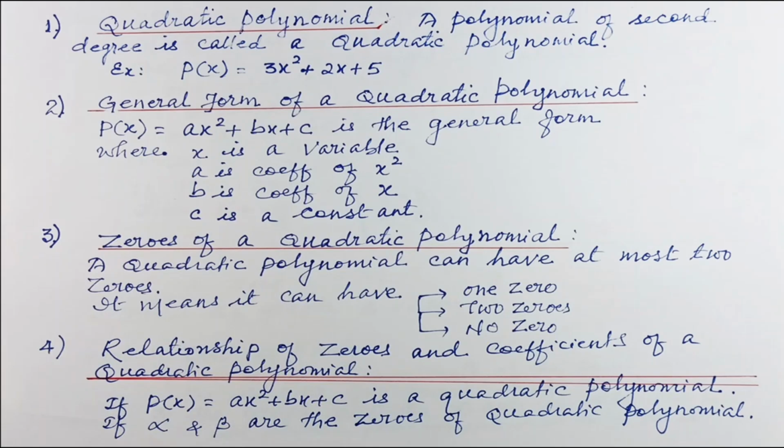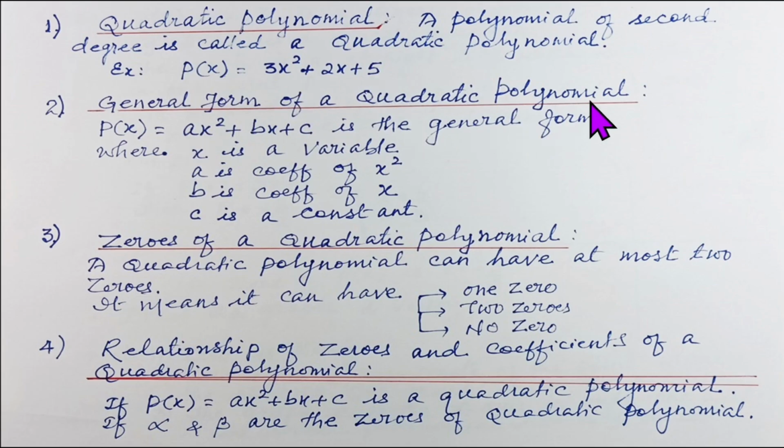Welcome to MRL. In this learning session, we'll learn about a quadratic polynomial. Now, what is a quadratic polynomial? A polynomial of second degree is called a quadratic polynomial. For example, 3x squared plus 2x plus 5 is a quadratic polynomial because it is a second degree polynomial.